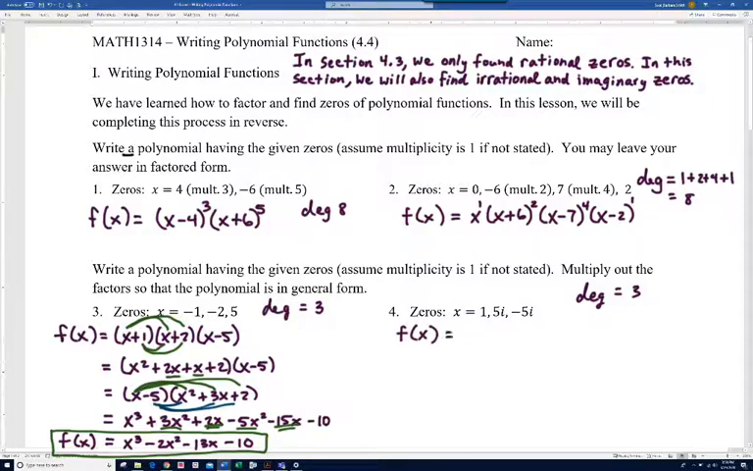All right, so you should have gotten f of x equals x minus 1 times x minus 5i times x plus 5i. Now we definitely want to multiply these together first. It's not that we have to, but it certainly makes our work a lot easier. These are conjugates, and multiplying conjugates actually is quite easy. So let's go ahead and do that.